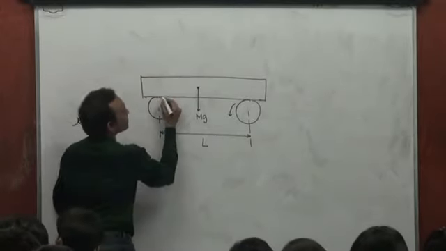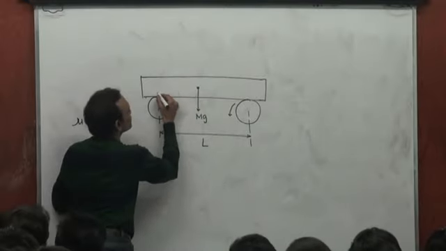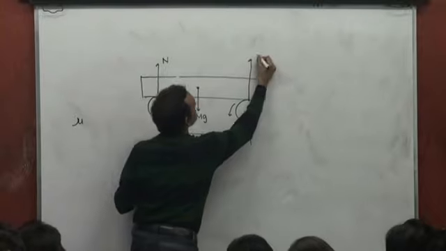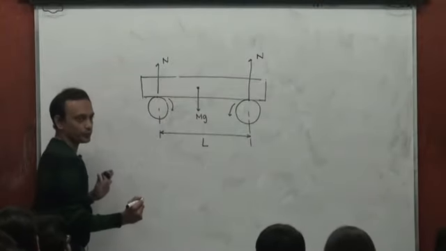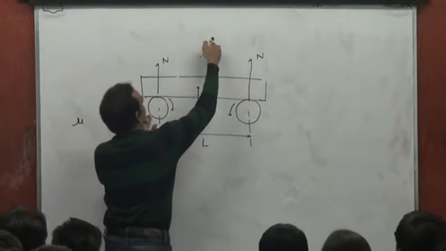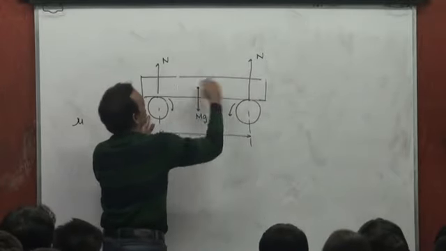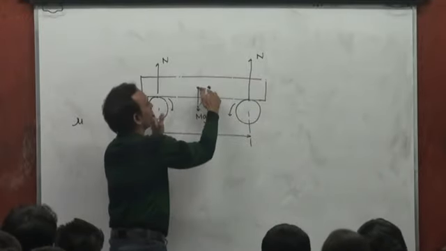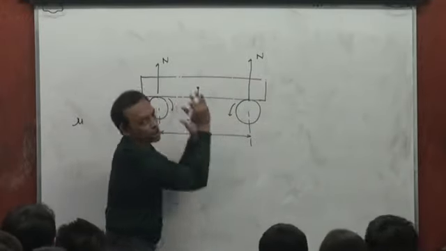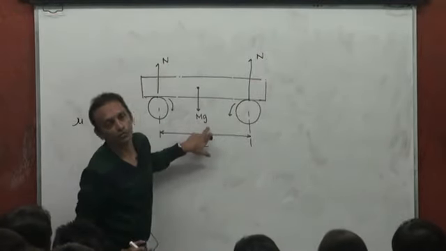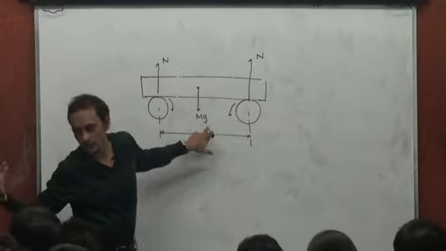Now, since they were equispaced, it was symmetric. The normal reaction was N here originally, right? Because they are equispaced from mg. This will produce an anticlockwise torque N into L by 2. This will produce a clockwise torque N into L by 2. The torques about the center of mass would be 0. It will not topple, right? And N plus N would add up to mg. So N would be mg by 2.